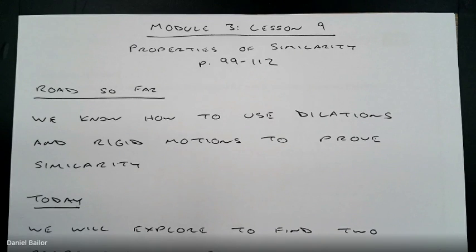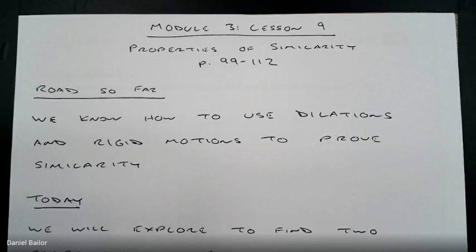We're in Module 3, Lesson 9 of 8th grade Eureka Math. This one's all about properties of similarity on pages 99 through 112 of your workbooks. Now, it's not a whole lot of notes today. We're doing some exploration activities together. We're going to explore and learn some properties about similarity.